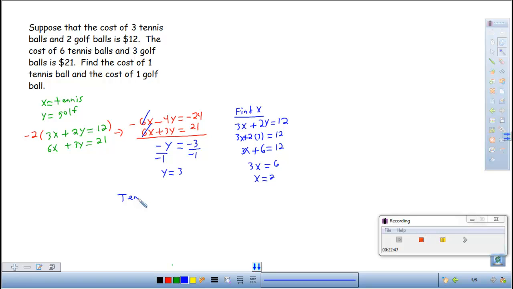So the cost of my tennis balls, which was x, they cost $2 a piece. Golf balls cost $3 a piece.